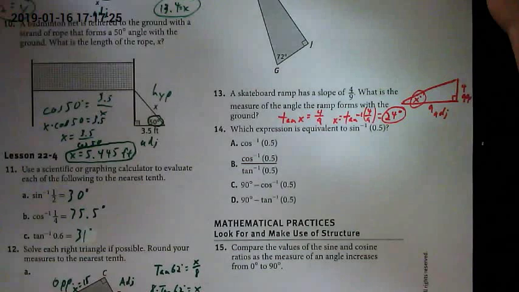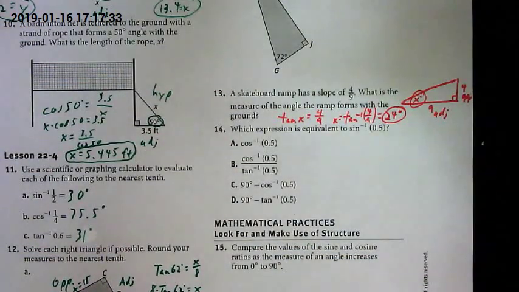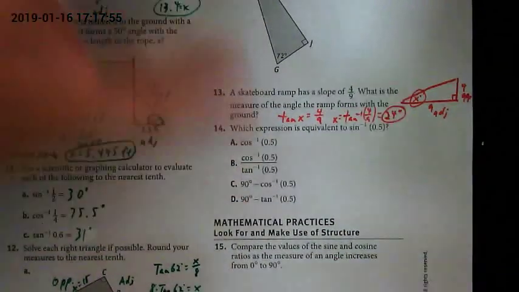Let's go to 14, last one. Which expression is equivalent to the inverse sine of 0.5? He's going to get a target shortcut. So, we're not ready for the shortcut. So the inverse sine of 0.5. Which one of these is equivalent to the inverse sine of 0.5?